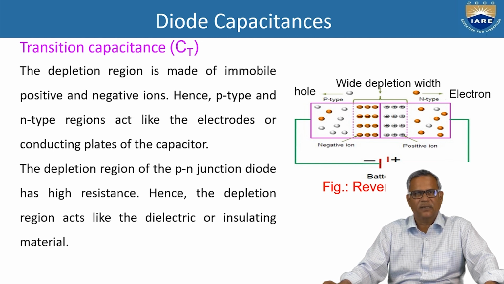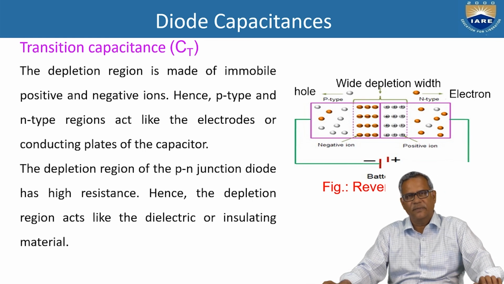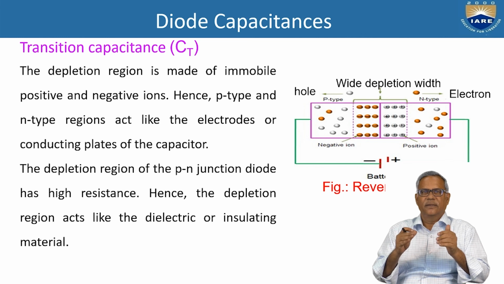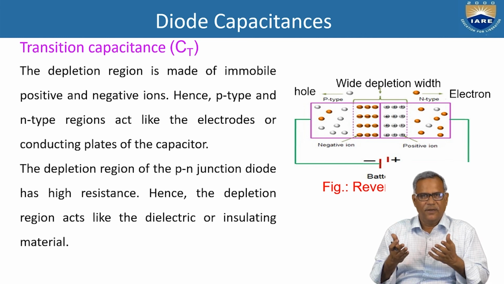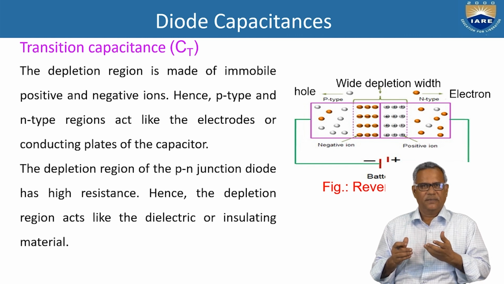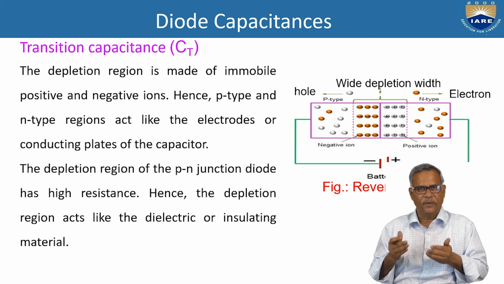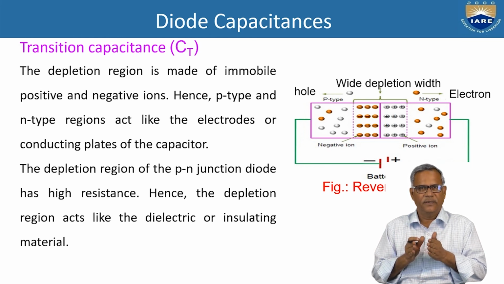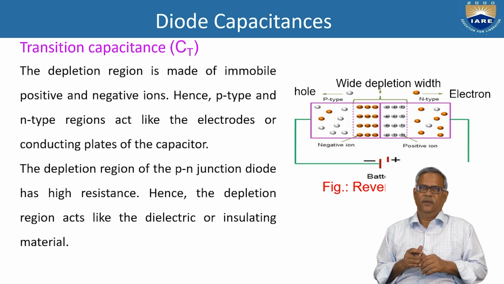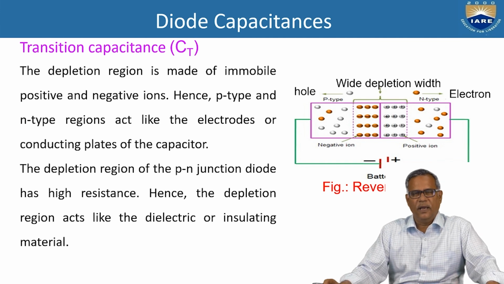Transition capacitance occurs when the diode is reverse biased, and as the reverse voltage increases, the depletion layer width increases, thereby the transition capacitance value decreases. And the diffusion capacitance comes into picture when the diode is forward biased. As the forward bias increases, the depletion layer width reduces, so thereby the diffusion capacitance increases. So with this, I conclude today's topic.